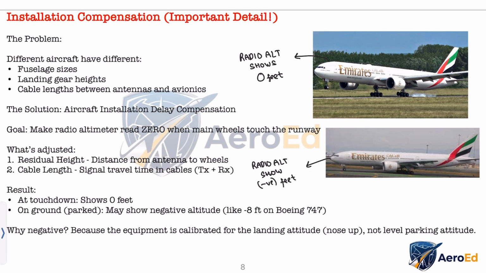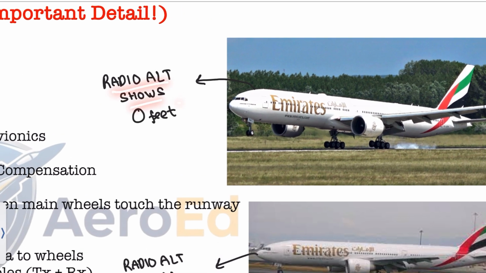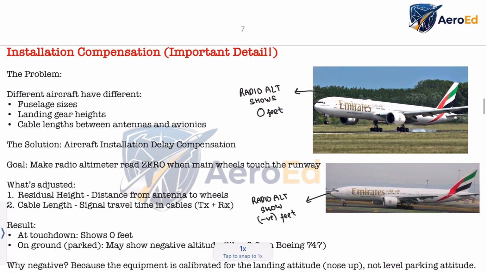So now we are at the last part of the chapter. This is a very important and very interesting topic. Have you ever wondered why a radio altimeter reads exactly 0 at touchdown across different planes? This is installation compensation.